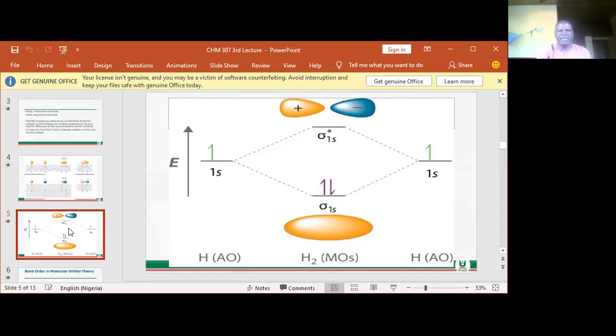And that is still proof of why there is one bond that exists in a hydrogen molecule, or otherwise you can say that's why hydrogen is diatomic. There is a single bond that binds the two hydrogen atoms together.